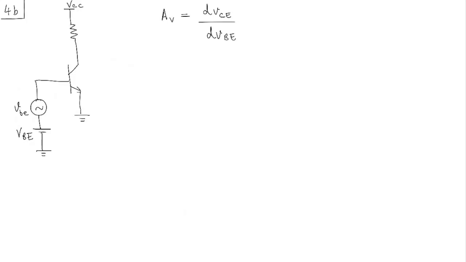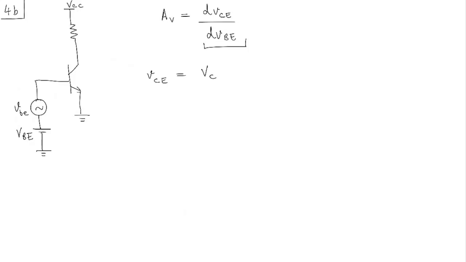Okay, in part B of the problem, we've been asked to calculate the voltage gain. So how are we going to calculate the voltage gain? The voltage gain is defined as dVCE over dVBE. So what we do is we say, okay, what is VCE equal to?